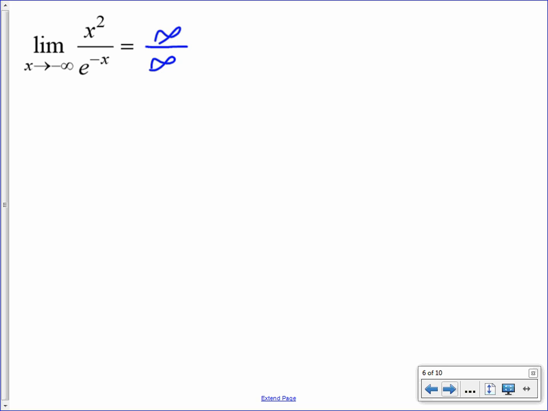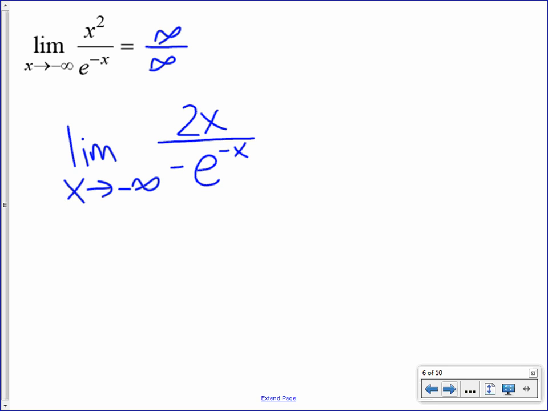Okay. So L'Hopital's rule, we can use it. Derivative of the numerator: that one's 2x. Derivative of the denominator: negative e to the negative x. Could you put e to the negative x on top and have it be x squared times e to the x? Because no matter what x is, it still works. But this would be infinity times 0, and that is also an indeterminate form.